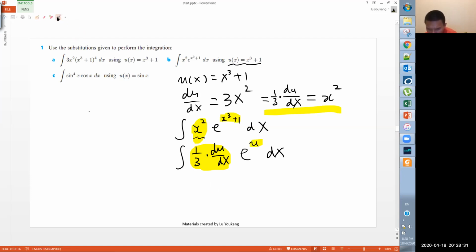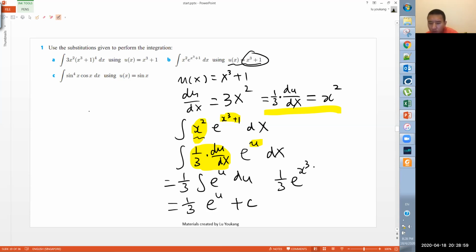So now what you do is you take out the 1/3 and just integrate this. And then what do you get? You should get e to the power of u. And then that's it. And then of course you need to replace your u with this one. And then this is your final answer. Yeah, pretty simple.